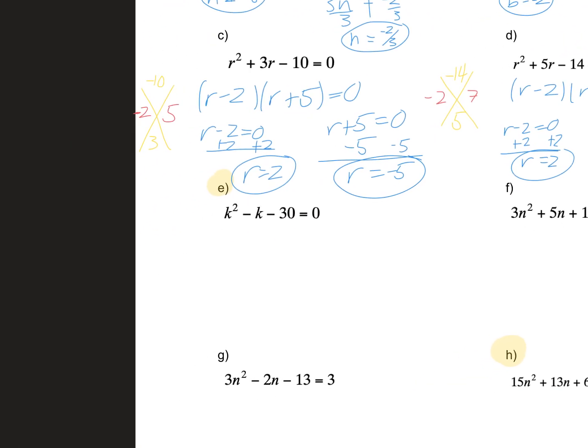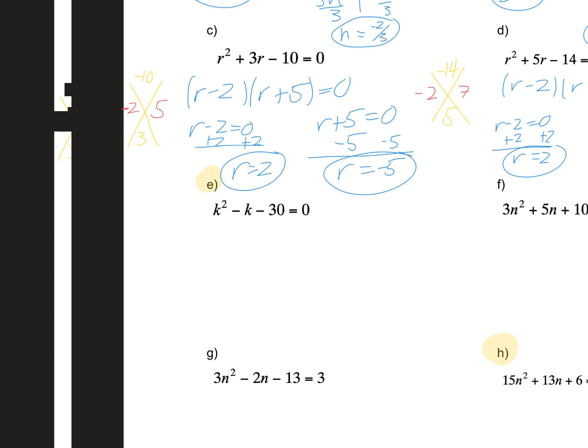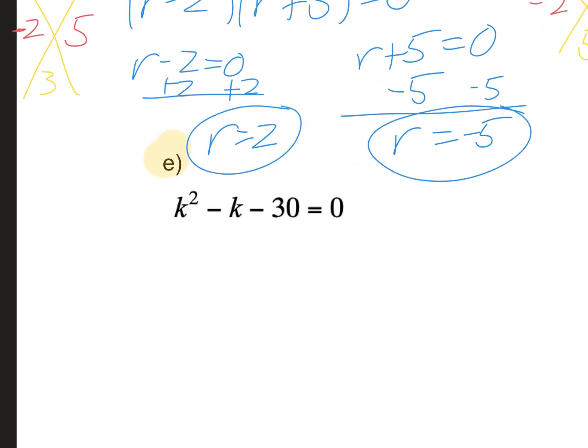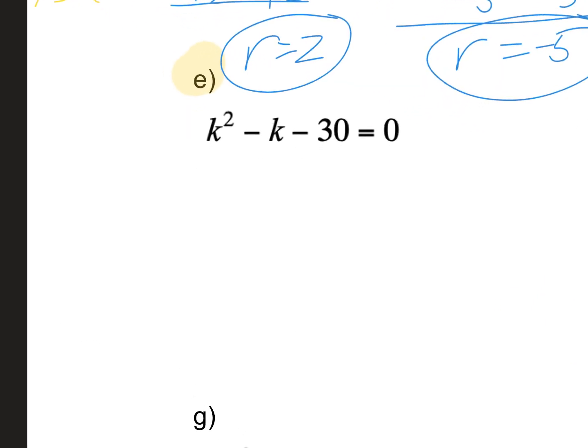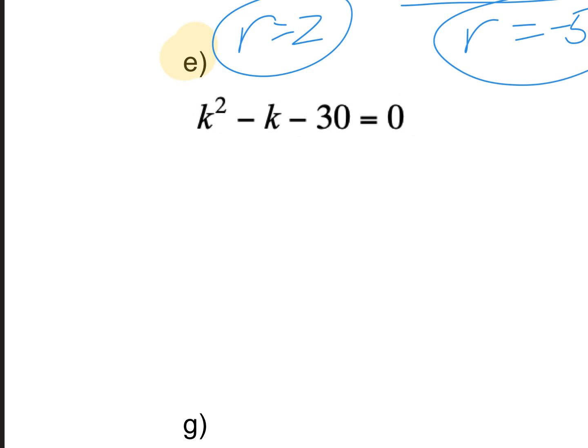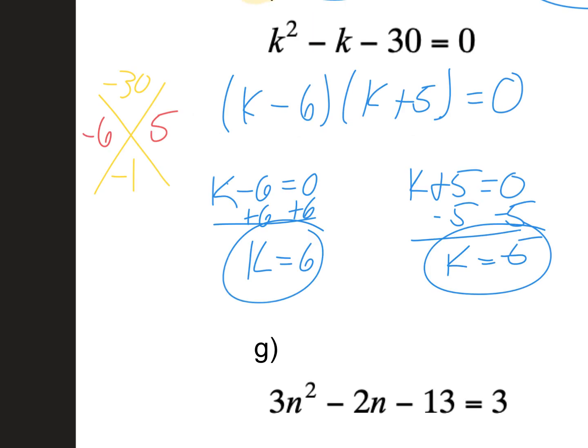All right. Problem E. This is our last one where it's already solved for 0. I want you to try this one on your own. So you'll have to do your product sum, figure out what your factors are, and then once you have it factored, solve each individual parenthesis set equal to 0. Go. All right, I ended up getting k equals +6 and k equals -5.